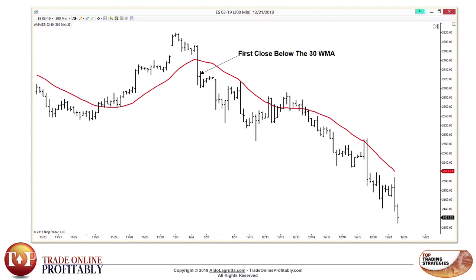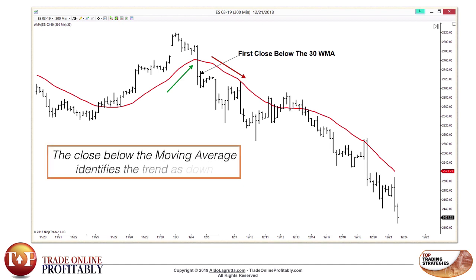In this example, the slope of the moving average has changed from up to down, and we get a close below the moving average. For all intents and purposes, this defines the trend as down. So what should we do after we see the first close below the moving average that is already pointing down? The first step, that of identifying the trend, has already been done. We know the trend is down and we got a close below the moving average.